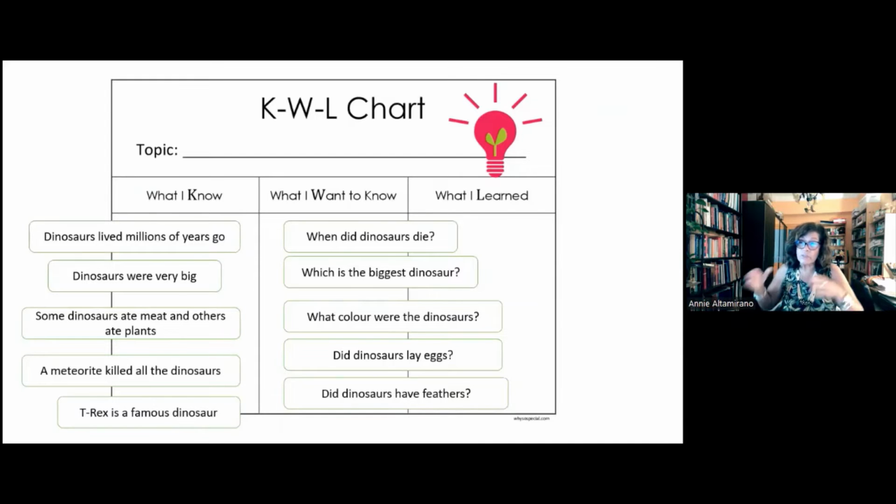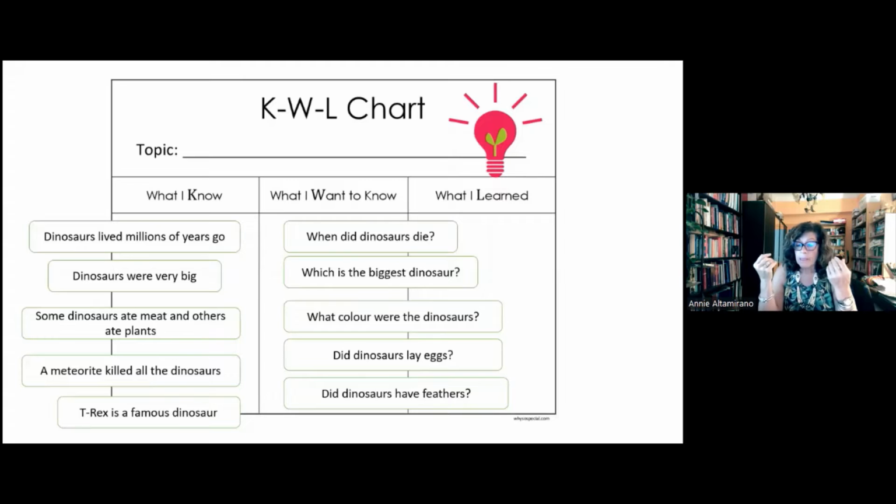Then at the end of the lesson or at the end of the unit, you bring back this poster, this table to the front of the class, and you review the questions in the middle column. What I want to know, what I want to learn. And you ask learners to add statements to the third column, what I have learned. So the what I have learned column is the new knowledge that they have acquired.